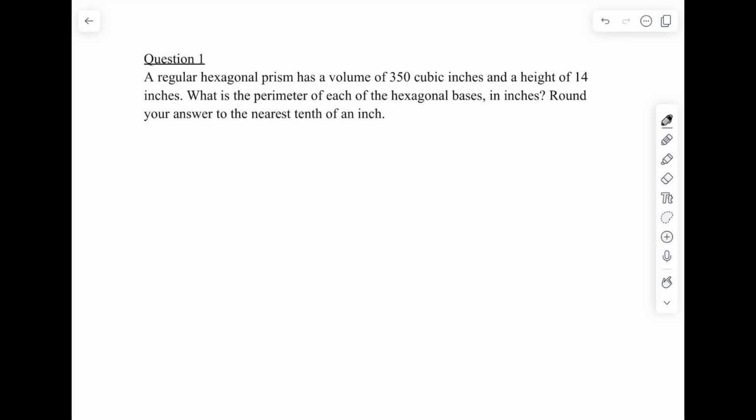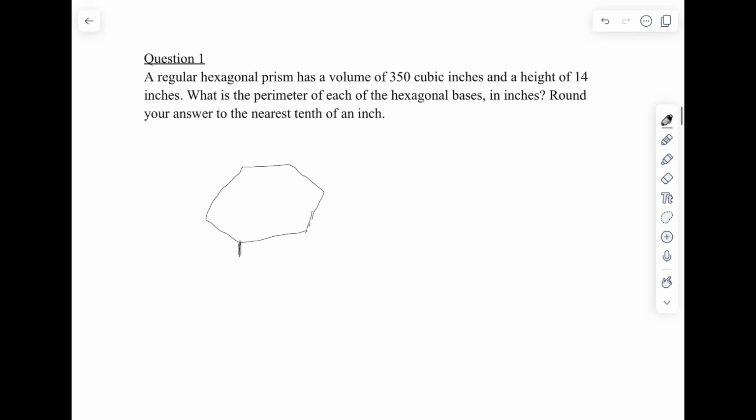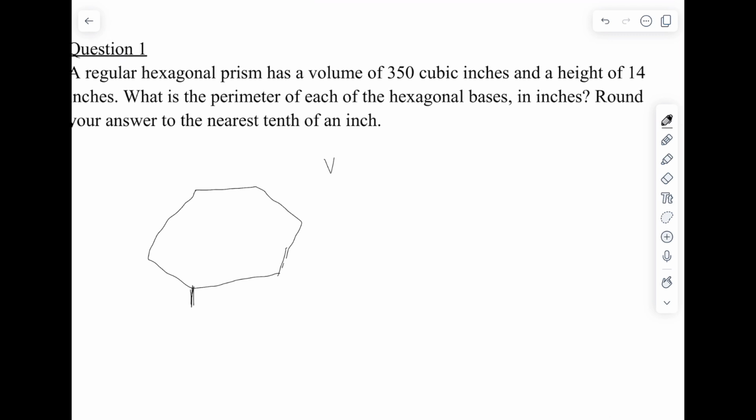So a regular hexagonal prism has a volume of 350 and a height of 14. What is the perimeter of the hexagonal bases in inches? Okay, so let's just draw out our picture first because that will make it easier. So that's the height and that's just the base. So we know that volume is equal to base times height, and the height is 14. The volume is 350. This means that the base will be 25.